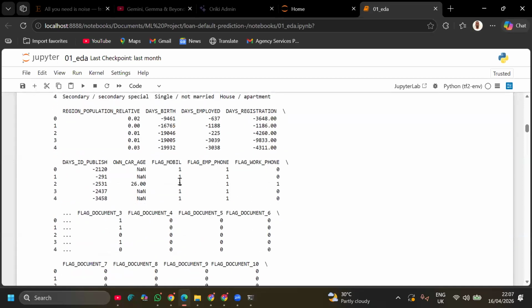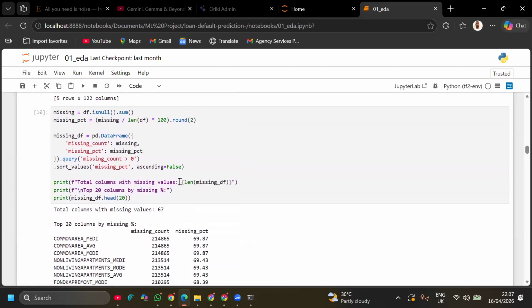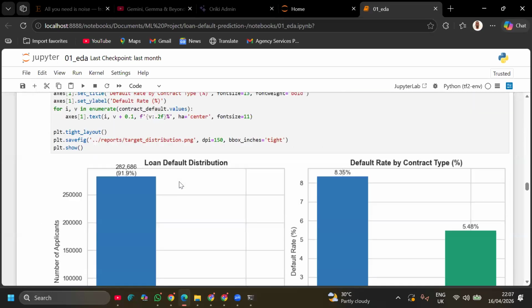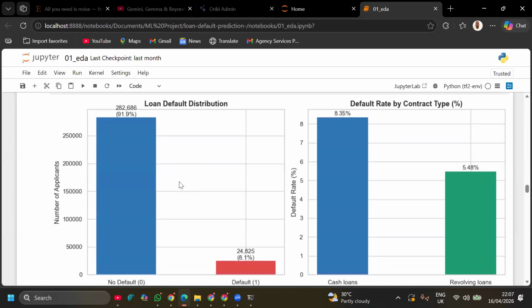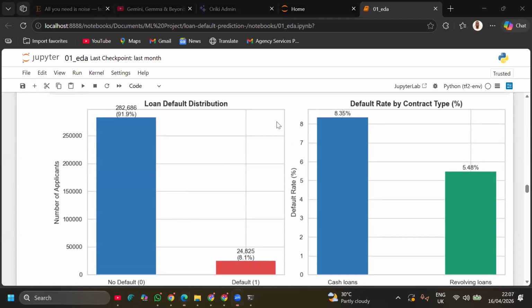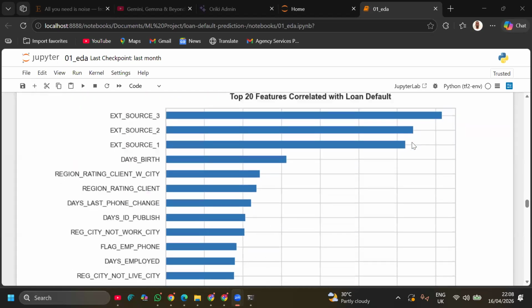All these parts are just trying to give us an overview of the data set. In that same data set, we have some columns that we don't need and some columns that are empty, so we dealt with all of these. This chart is telling us the loan distribution across people that defaulted against those that didn't default. On this other chart, I have the contract type. We have different contract types: those that collect cash loans and those that are on revolving loans.